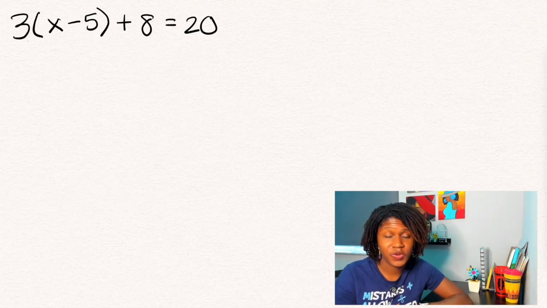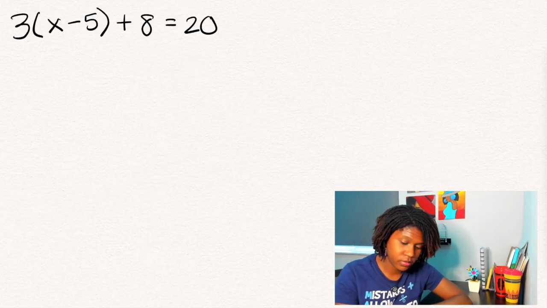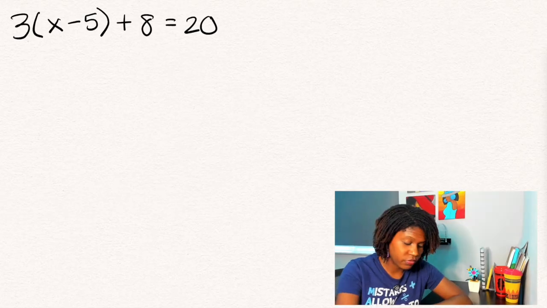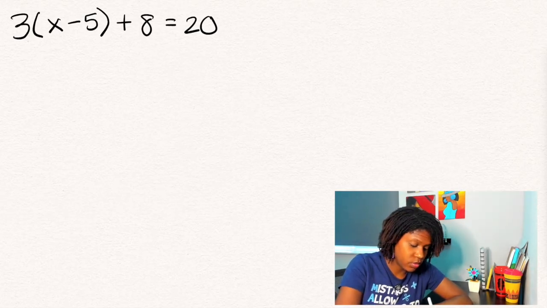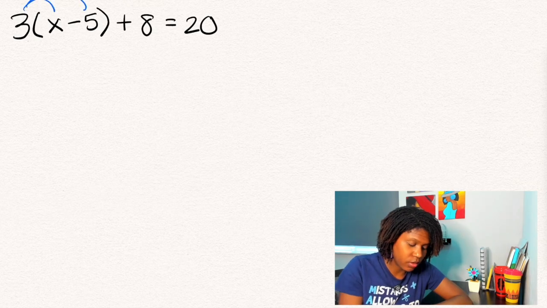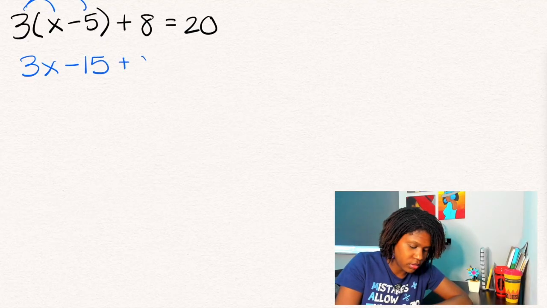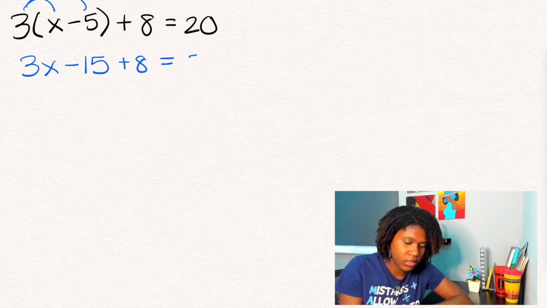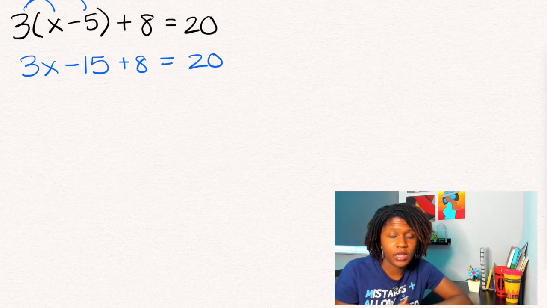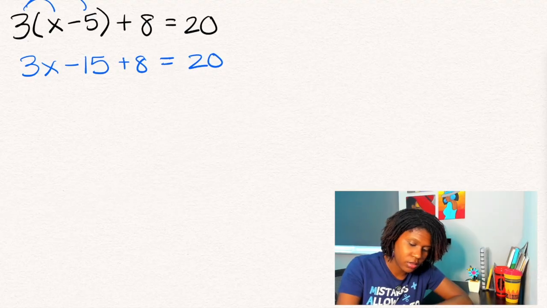All right, let's do our next one. Pause and see if you can solve this one without me. What should you do first? If you said distribute, you've got it. We're going to distribute that 3 to everything inside of the parentheses. 3 times x gives you 3x. 3 times a minus 5 gives you a minus 15. Plus 8 is equal to 20. Then you want to combine your like terms on the same side. Those would be these constants here.